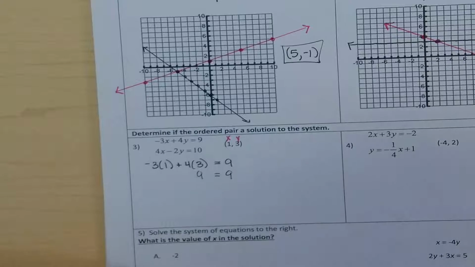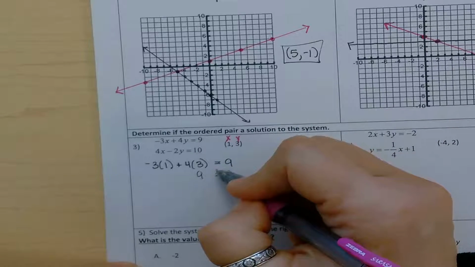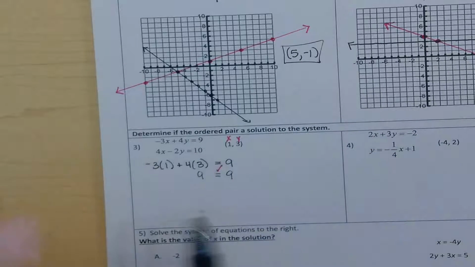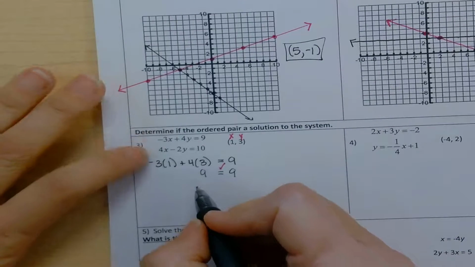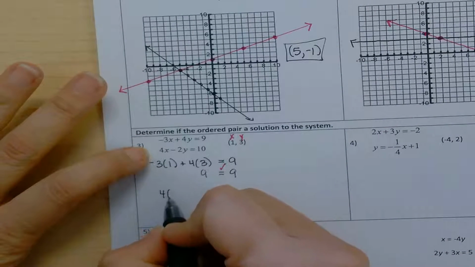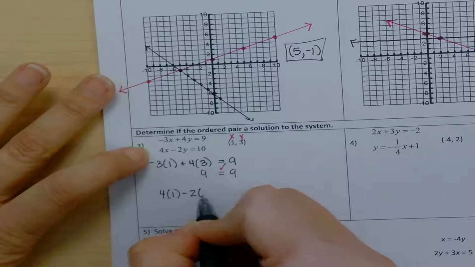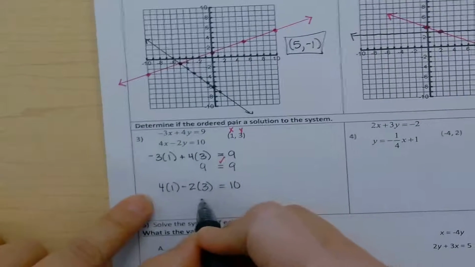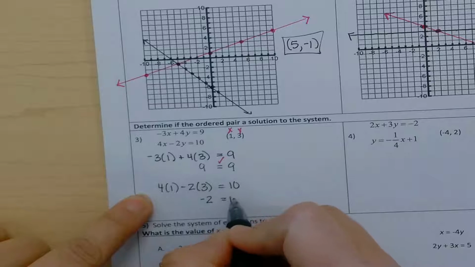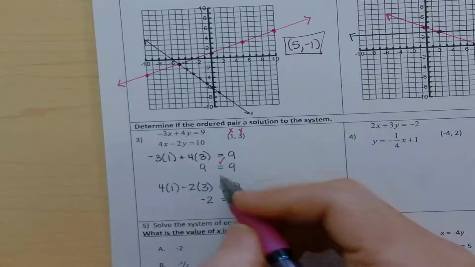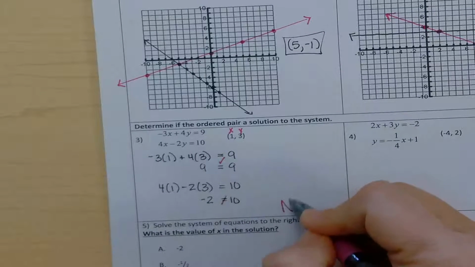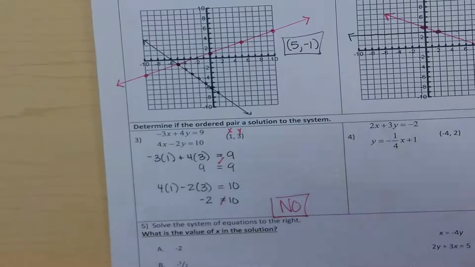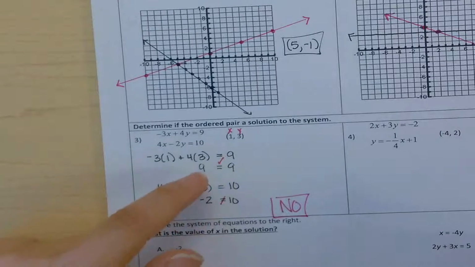This checks. You don't need the check mark, but that checks. It works. 9 does equal 9. So you then have to try in the second equation. And now you're going to see if that equals 10. You're going to put this in your calculator, you get -2. -2 does not equal 10, and that means this is a no. For it to be a yes, it would have to check in both equations.